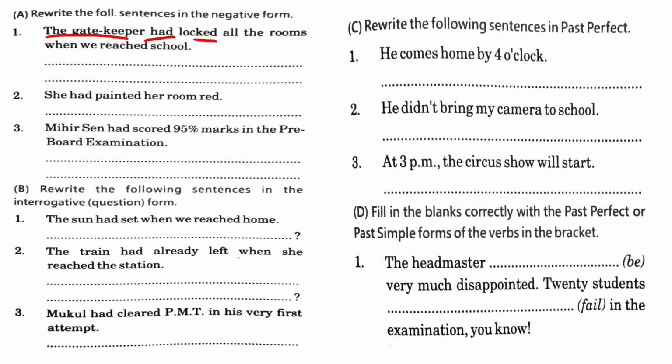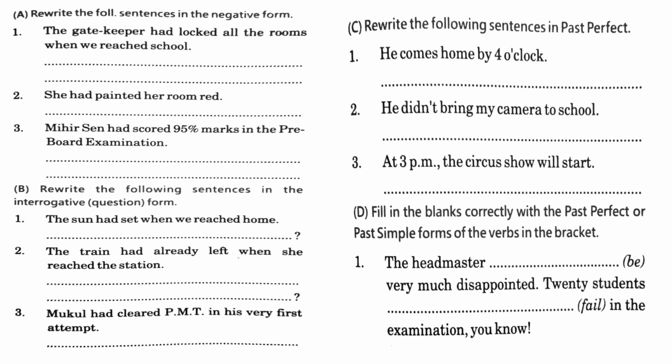Now one more thing which you need to notice is that I told you past perfect tense is used to describe an action that was completed before another action. Now the gatekeeper had locked all the rooms. Now this action was completed before this action. So, sequence of events has been established here. Now, let us solve and write the answer for this.